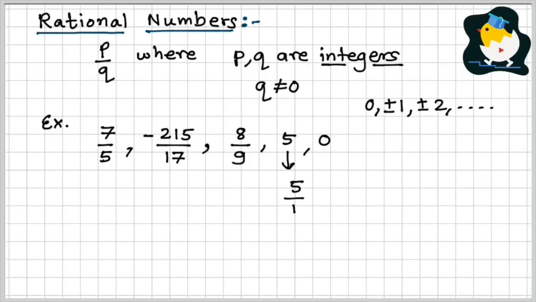Remember, when I said Q is not equal to 0, you have to understand I am saying that the denominator should not be equal to 0, the numerator can be. So these are a few examples of rational numbers which I have written here.